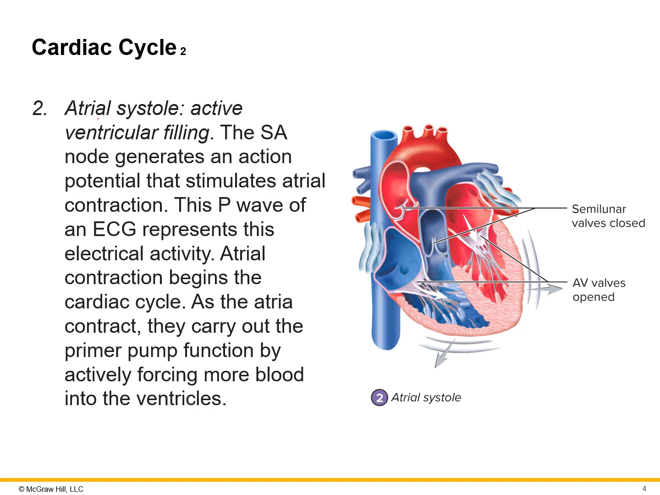So then we move into atrial systole, which again is contraction. So this is active ventricular filling. The SA node generates that spontaneous action potential to stimulate contraction of the atria. Remember, that's the P wave of that ECG that we finished up in the last video. The atrial contraction begins the cardiac cycle. As they contract, they carry out the primer pump function by forcing more blood into the ventricles. There's already some flowing in, but as they contract, again, our little gray waves here indicating the contraction, it forces more of the blood into the ventricles.